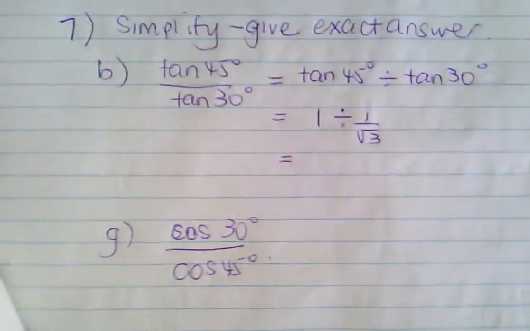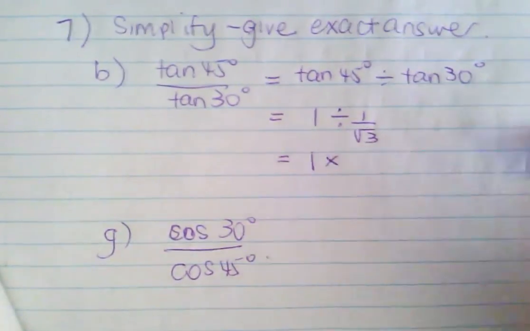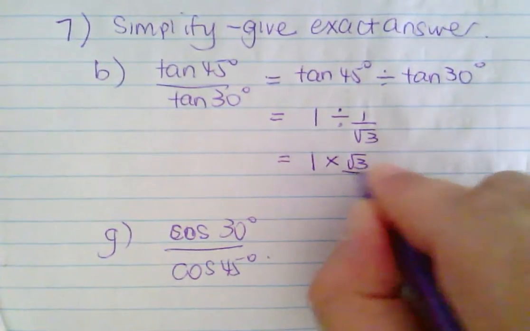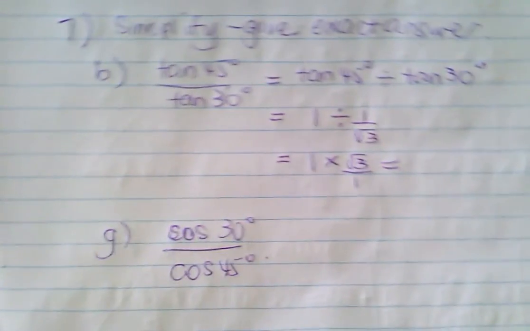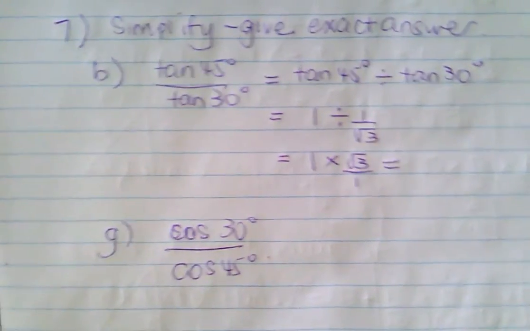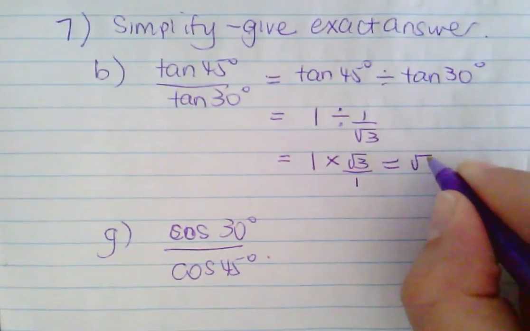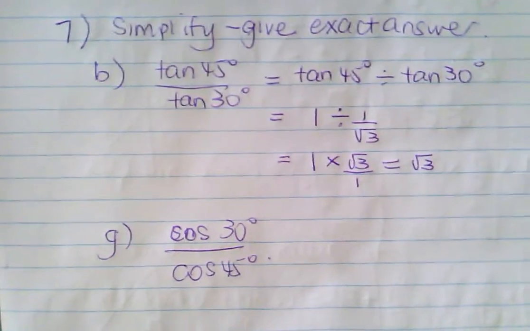How do you divide by a fraction? You change the divide to a times and you flip root 3 over 1. So 1 times root 3 over 1 is, 1 times root 3 is root 3. And you've got a 1 on the bottom.